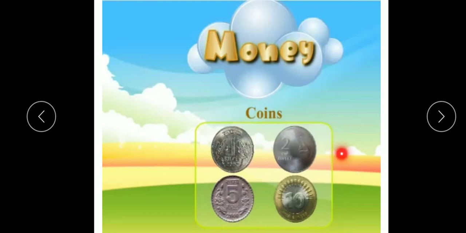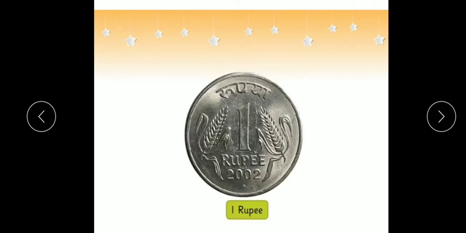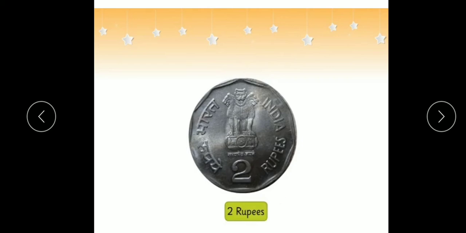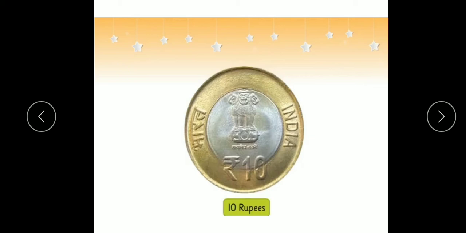Children, let us look at these commonly used coins of different values. Children, this is a 50 paisa coin. The 50 paisa coin is not widely used these days. This is a 1 rupee coin. This is a 2 rupees coin. This is a 5 rupees coin. This is a 10 rupees coin. You have seen these coins in your homes. So these are your coins.